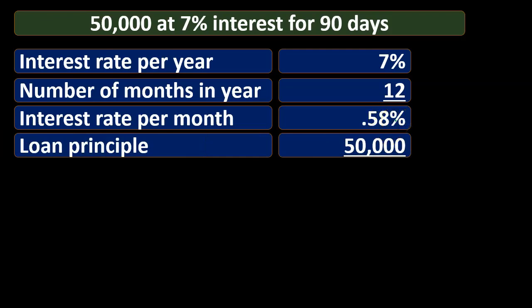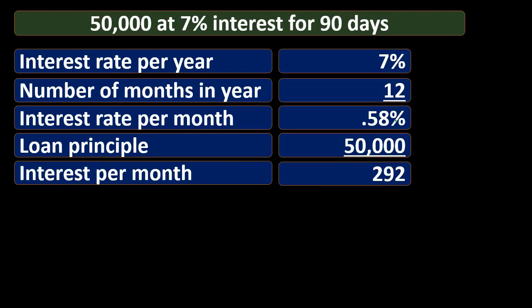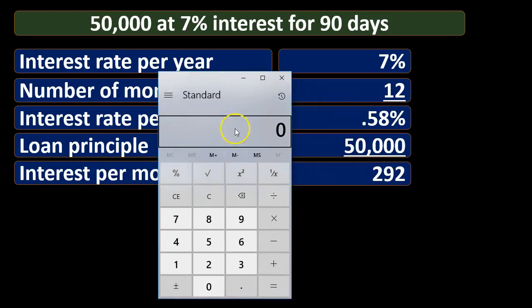Times the loan of $50,000 gives us 292. So once again, be careful of the rounding all the time. Because this is 0.58%, you might first think it's 58%. It's not. We've got to move the decimal 2 places to the left, which was 0.0058. That's what it really represents, times 50,000. But even that's a couple bucks off. Why? Because this is rounded too.